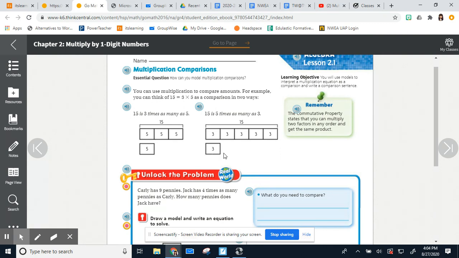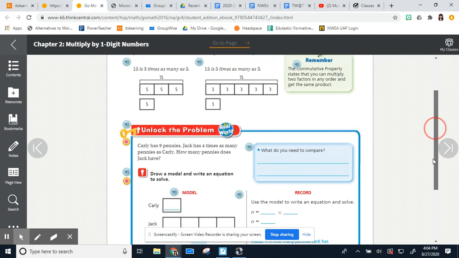Okay, and same over here. We can also look at it as 15 is 5 times as many as 3. So I have my one little 3 block, and then I have 1, 2, 3, 4, 5 blocks of 3 above it. So 3, 6, 9, 12, 15. So this is all equal to 15. So 15 is 5 times as many as 3.